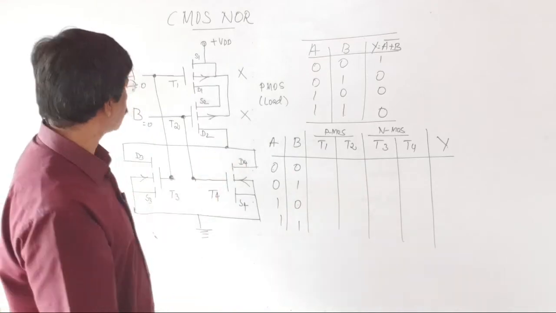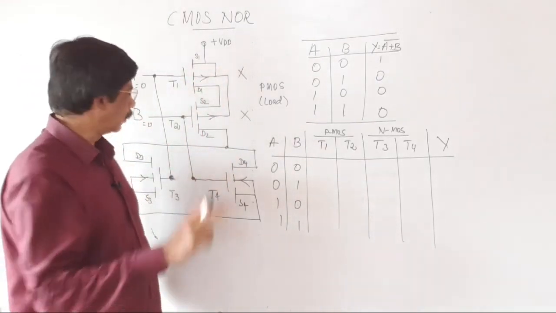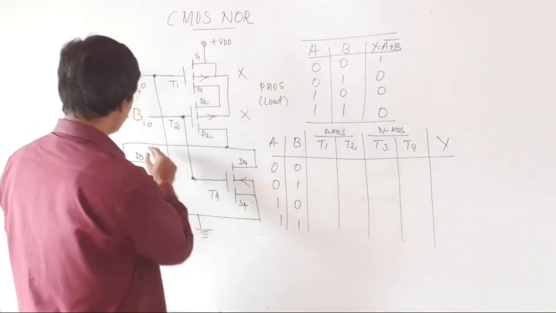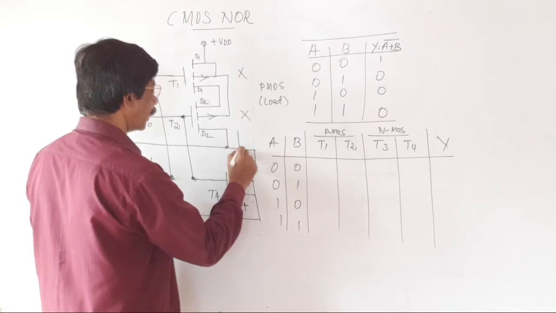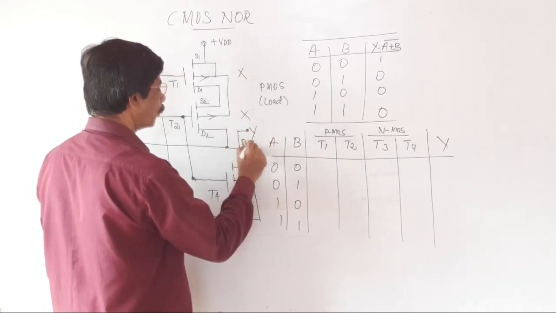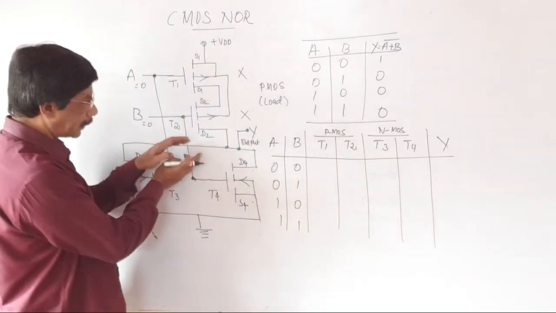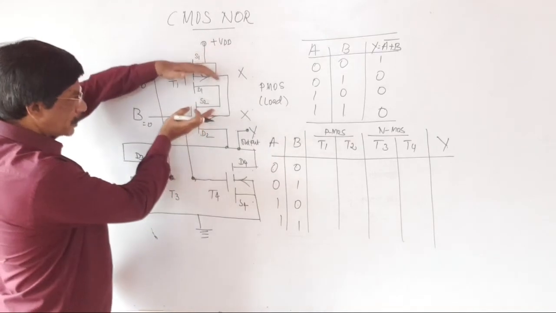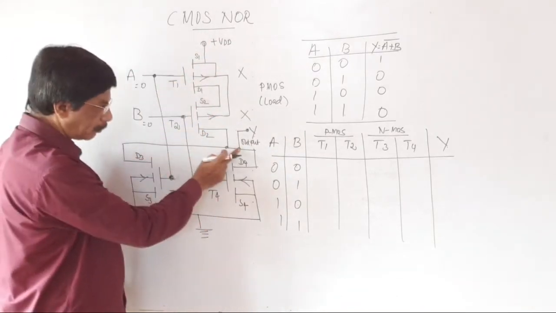So in this case, when both transistors are switched on, then only you get output. The output is measured across this common drain terminal. This is the output point. This is the Y. The common drain terminal of PMOS transistor and common drain terminal of NMOS transistor, you have to measure the output.